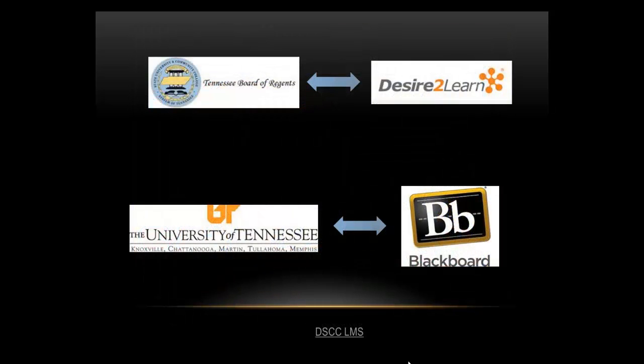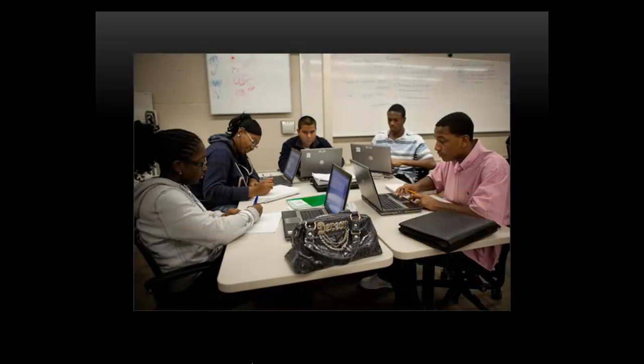Next, let's look at learning management systems. And what are they? A learning management system is an electronic platform to engage the learner through various tools and functions to enhance the teaching and learning environment. In the Tennessee Board of Regents, which includes the University of Memphis and Dyersburg State Community College, where I personally work, we use Desire to Learn, or D2L. If you're more familiar with the University of Tennessee system, they use Blackboard, the Blackboard Learning Management System. So learning management systems are electronic platforms to engage the learner through various tools and functions to enhance the teaching and learning environment.